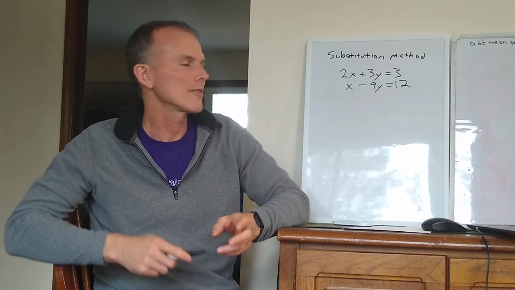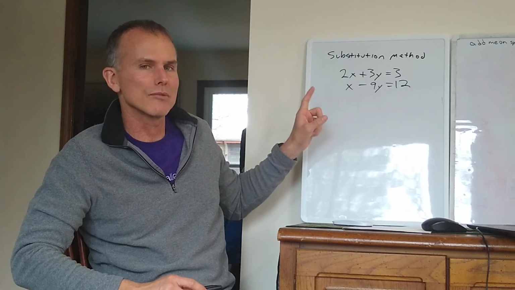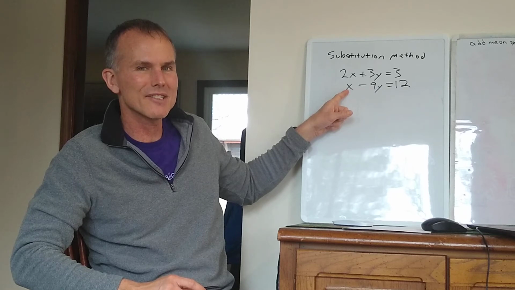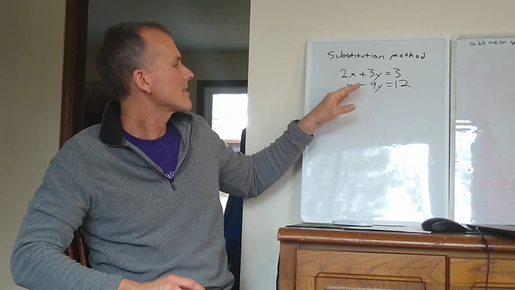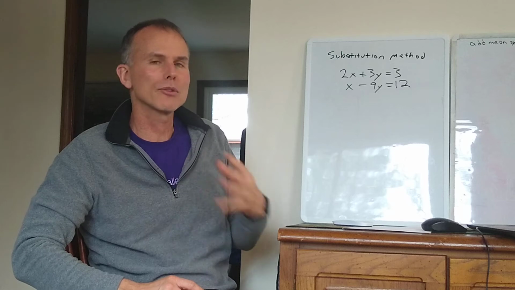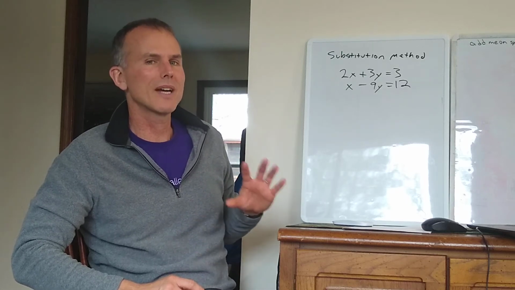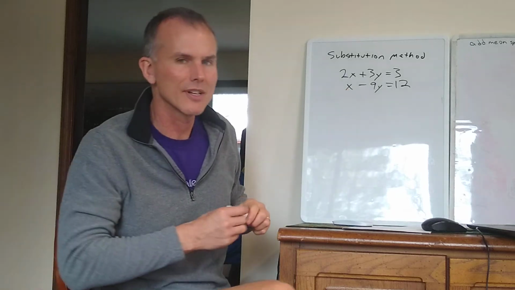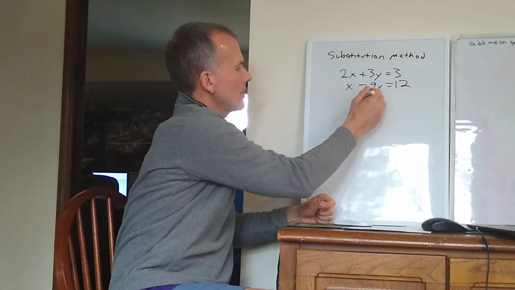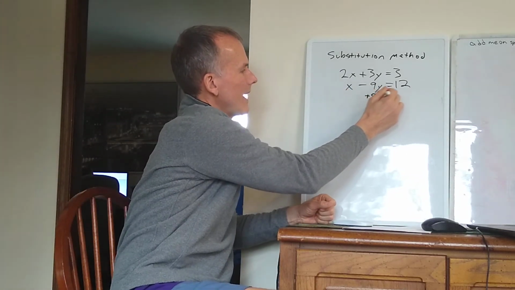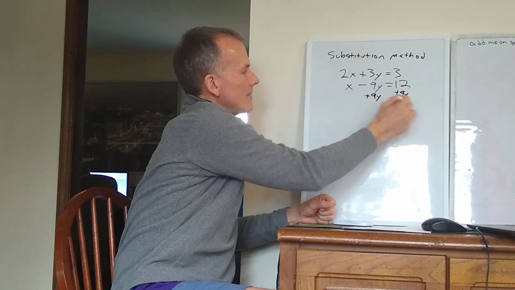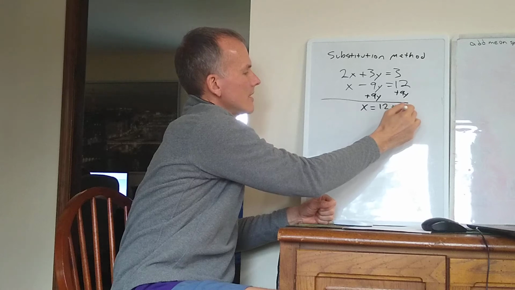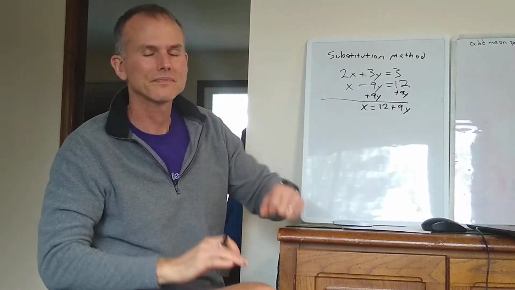But if you look at this for a minute, it looks like the easiest road to take here is to solve this second equation for x, simply because I can do it in one step. Now, there's no right or wrong choice here, but I think we'll have to do less work if we solve this second equation for x. So that's what I'm going to do. And of course, all I really have to do here is add 9y to each side. So I get x equals 12 plus 9y.